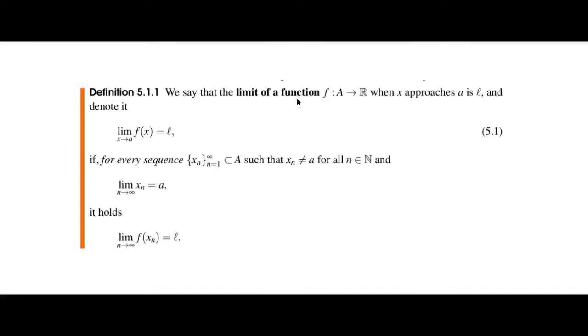So the definition of the limit is this. We say that the limit of a function f, defined in a domain A and with values in the real line, when x approaches a is L, and we denote it like this: the limit when x goes to a of f of x is L, if for every sequence x sub n contained in the domain such that x sub n is different from a for all natural numbers, and such that the limit of this sequence is a, so the sequence is approaching a without touching it, then the limit of the function evaluated at that sequence, f of x sub n, when n goes to infinity, is L.